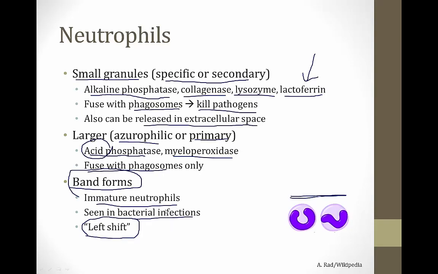The reason they call it a left shift is historical. There used to be a keypad for counting cells when you looked at a blood smear, and it had a key for red cells and white cells and platelets. And over here on the left side of the keypad was the key for the band forms. So when you saw lots of bands, you would click this left side of the keypad a lot, and therefore it was called a left shift. And people still use this term to indicate that there are band forms present in the bloodstream, and this means that there's evidence of infection and inflammation.